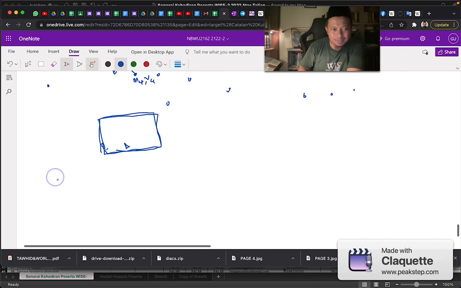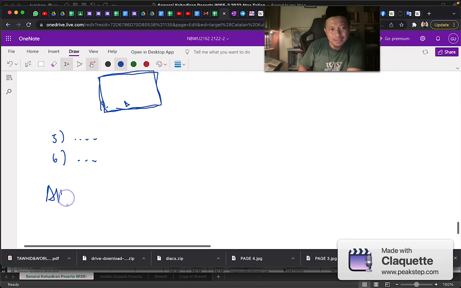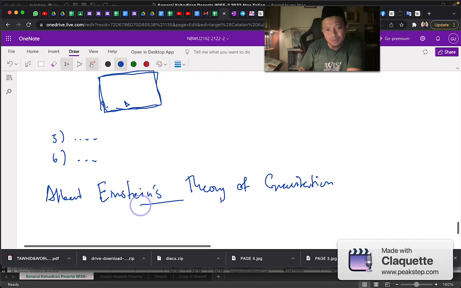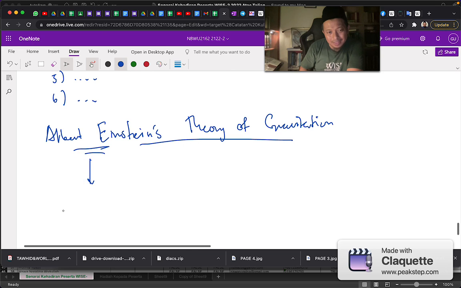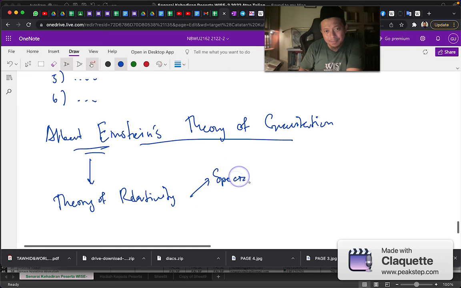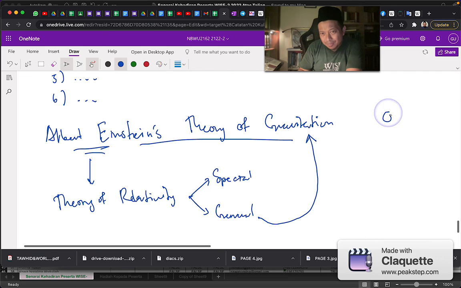So we have number 5 and number 6, but we'll skip this. Now we move to Albert Einstein's theory of gravitation. But in order for us to understand this, we need to first understand Albert Einstein's theory of relativity, which has two parts, the special theory of relativity and the general. The general theory of relativity provides the explanation of why two objects with mass would have a force between them that attracts them towards one another.